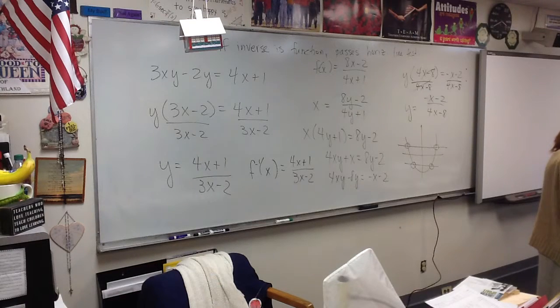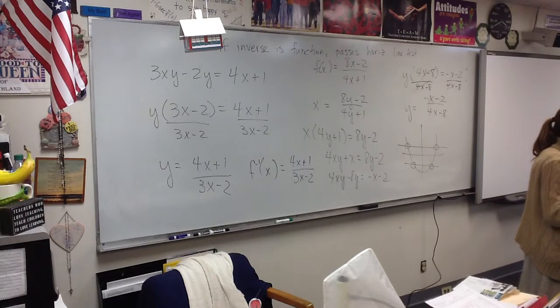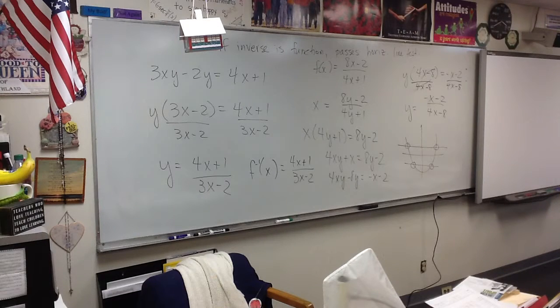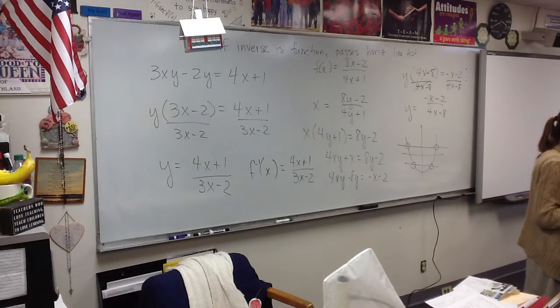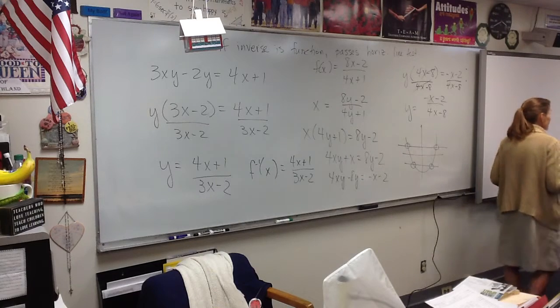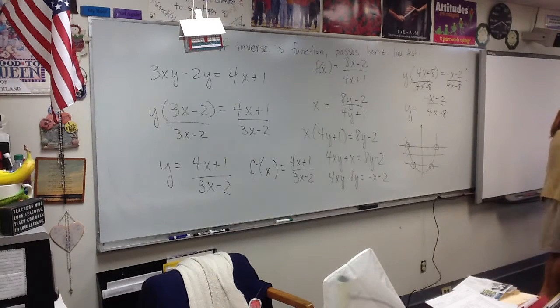Okay? Now we've got a new vocabulary word: 1-to-1. A 1-to-1 function is one in which no x's repeat, so the vertical line test works, and no y's repeat, so the horizontal line test works. So in other words, you can only be 1-to-1 if you pass both tests.